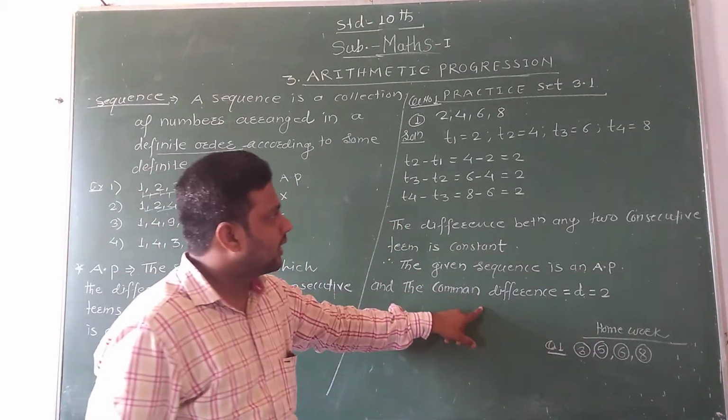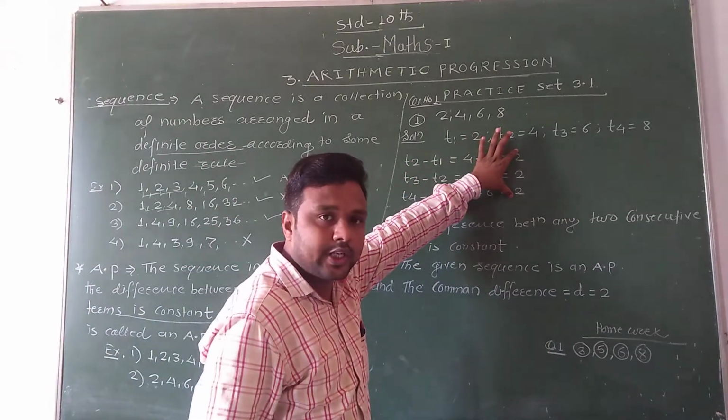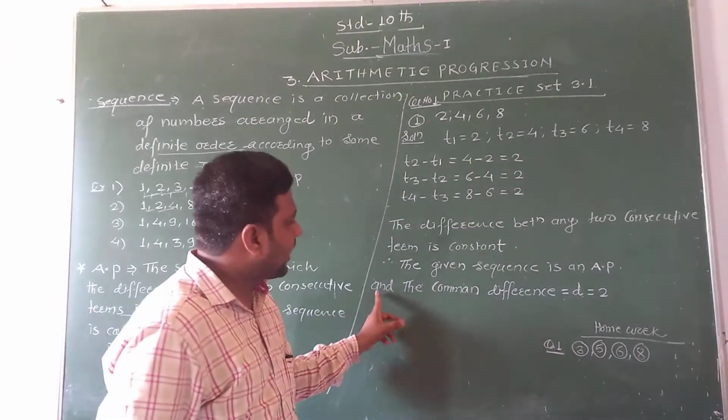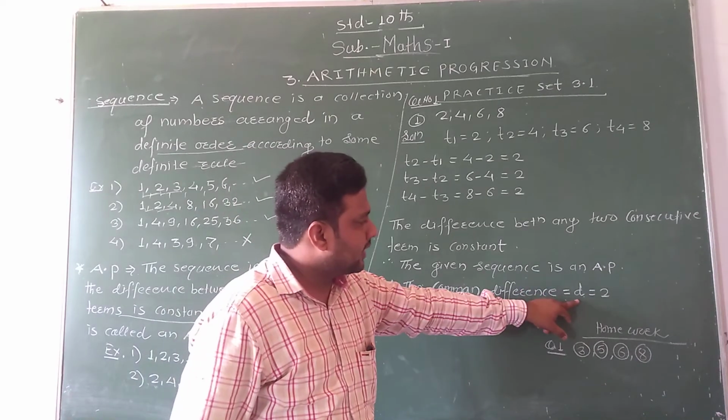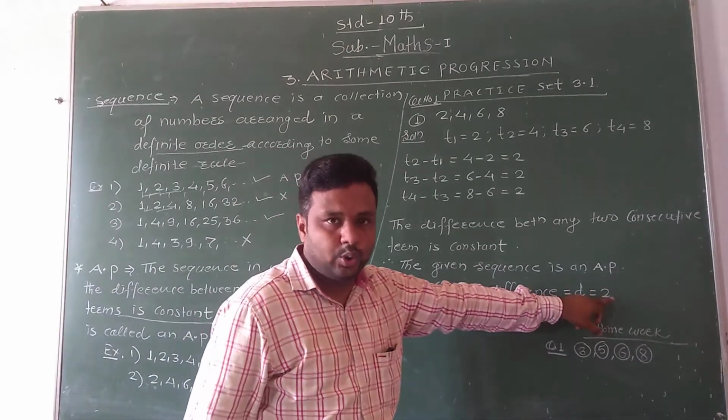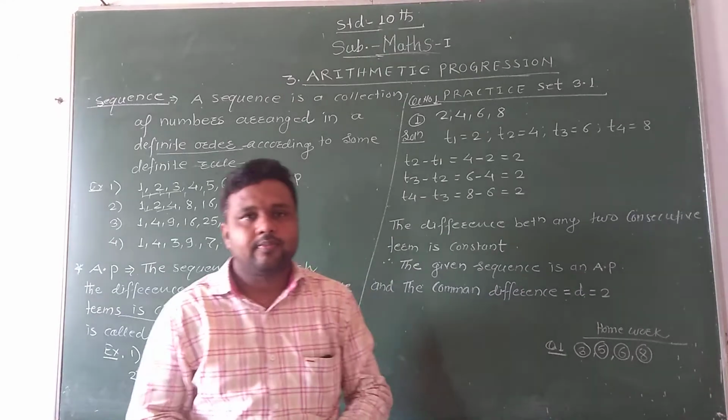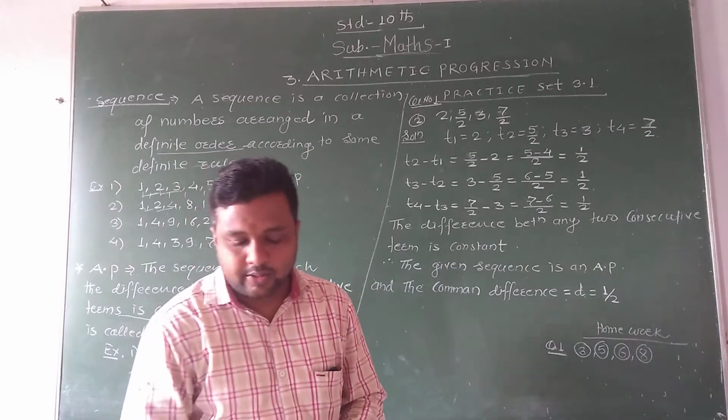And the common difference. Now, what is the common difference between two consecutive terms? That is 2. And here we have to write the common difference. It is represented as d is equal to 2. Okay. Now we see the second example.